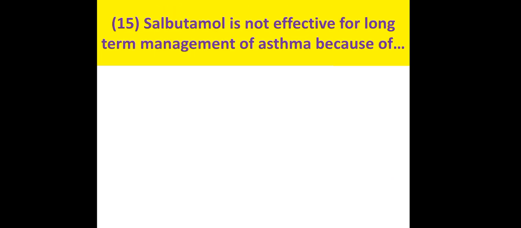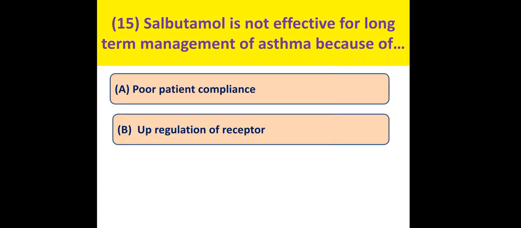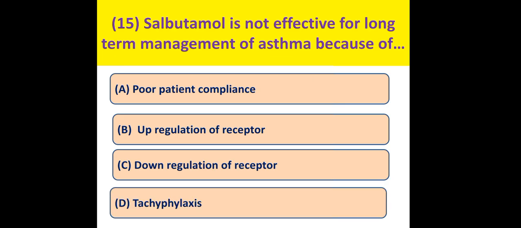Question 15, salbutamol is not effective for the long-term management of bronchial asthma because of poor patient compliance, no. Upregulation of receptors, no. Down regulation, yes. And what is tachyphylaxis? It is an acute development of tolerance. Here in the case of salbutamol, which is a beta 2 receptor agonist, when you continuously stimulate the receptor, after a certain period of time the receptor sensitivity reduces, there will be internalization of the receptor, and that's why the drug is not effective in the long term. So the correct answer is down regulation of receptor.